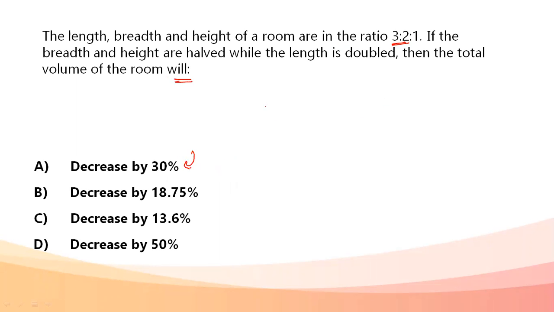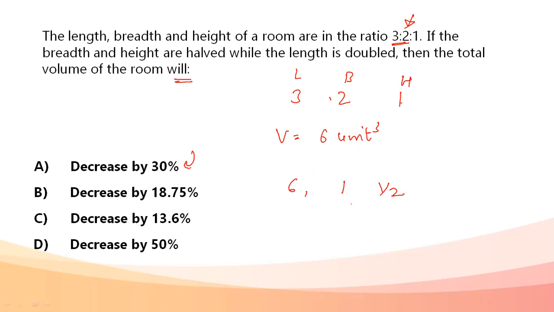What will happen? Let's take the length, breadth, and height as 3, 2, and 1 units only. Volume becomes 6 unit cube. I'm just taking the ratio as the length, breadth, and height so that it becomes easy for calculation. Now, according to the conditions given, the new length, new breadth, and new height become 6, 1, and 1 by 2.